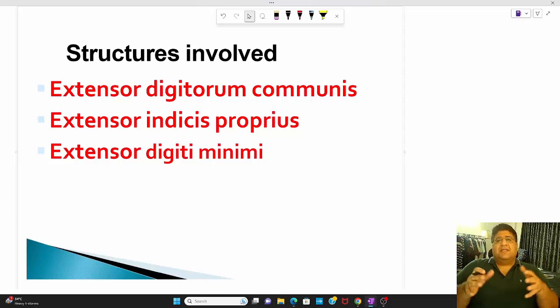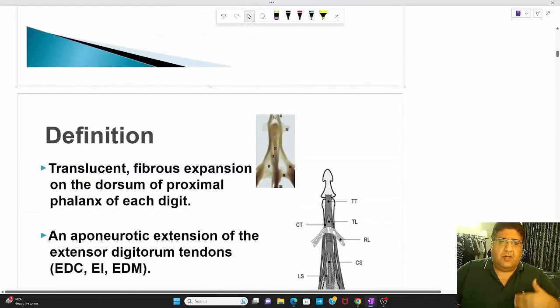So we have learned that the extensor apparatus, or dorsal distal expansion, or extensor aponeurosis, whatever you call it, includes three things: EDC, EIP, and EDM.